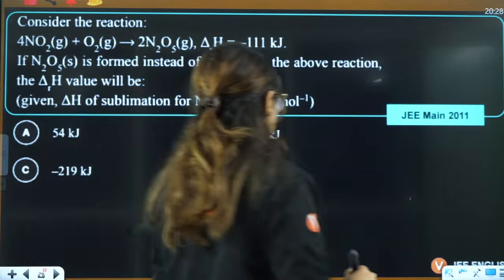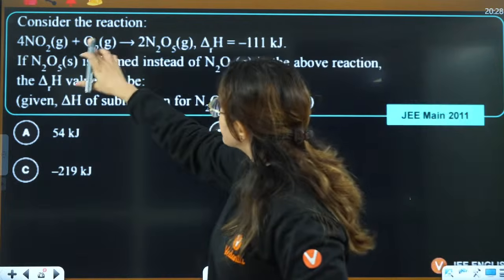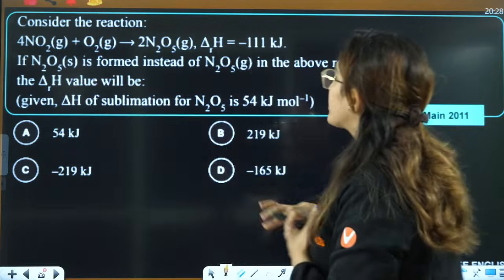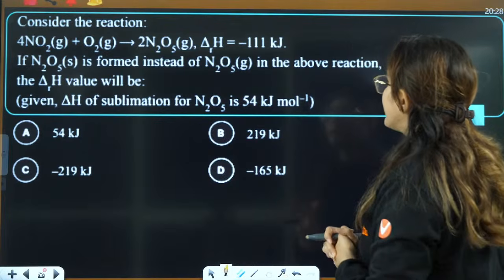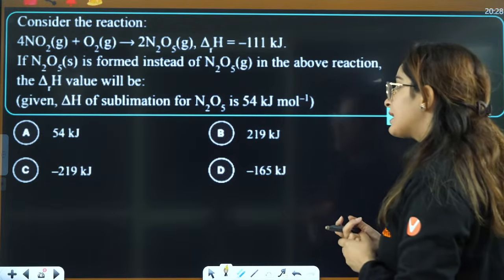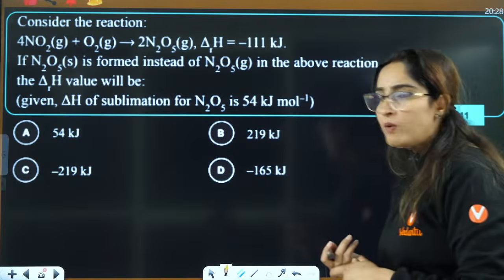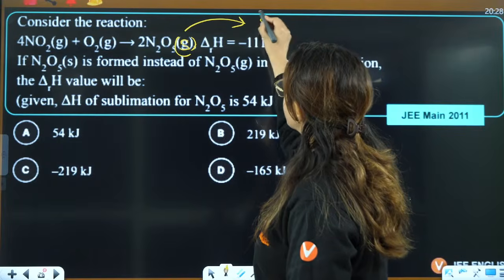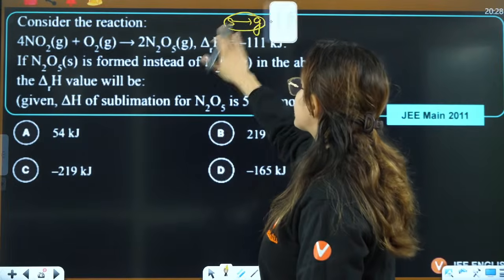Next, they are saying, under the condition, under the reaction, this is a question, this is the first reaction. If N2O5 solid is formed instead of N2O5 gaseous, in the above reaction, what will the delta H value be? Delta H sublimation of N2O5 is this. Now, if instead of gaseous you have solid, then again to go from solid to gaseous you will use some value. Now, the solid to gaseous value you use is this one.